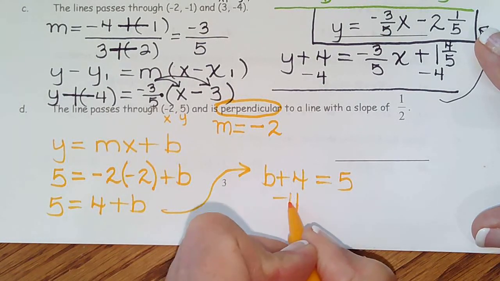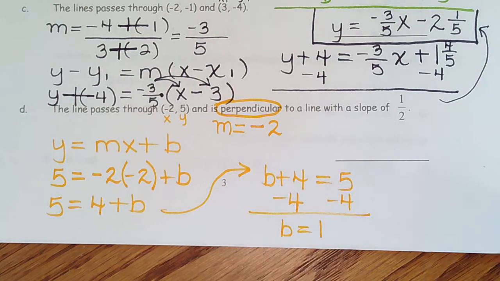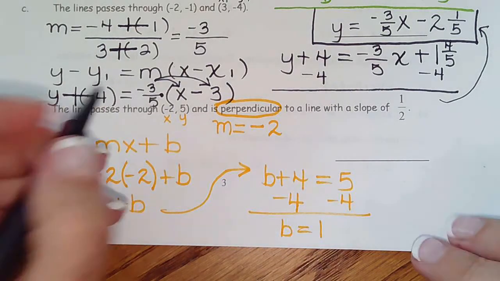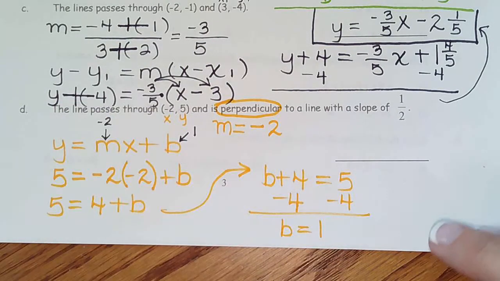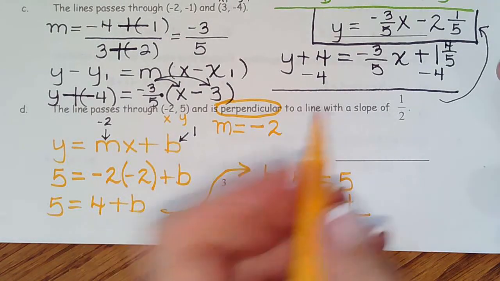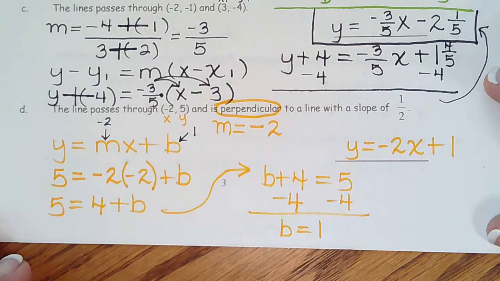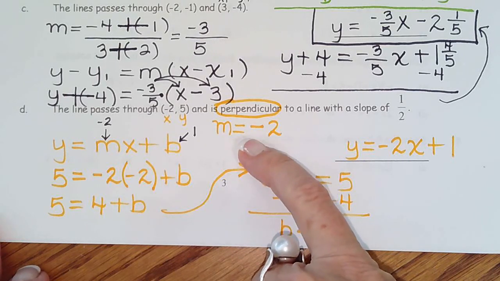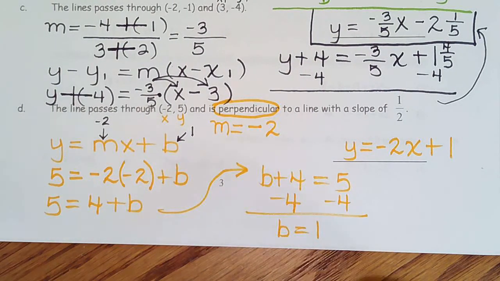So I can see b is 1. So now in place of m, I'm going to put negative 2 for my final answer. And in place of b, I'm going to put 1. So we're going to get y equals negative 2x plus 1. So super easy, but I'll tell you, most students miss it right there. They make that just negative and don't flip it, or they flip it and they forget to change a sign. So you just have to remember 2 things. Flip, change the sign. And then it's easy from there.